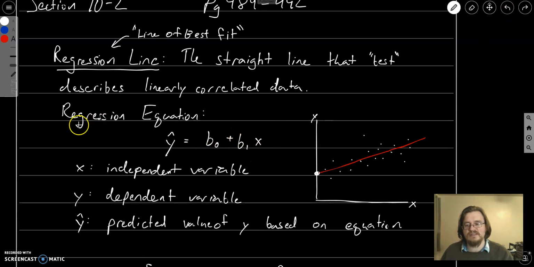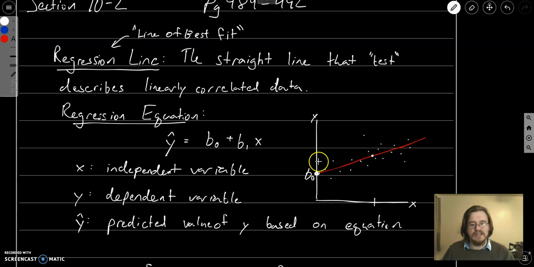So this equation is called the regression equation, and this describes this line. B naught will be this point there. B1 is describing how fast this is either going up or going down. So if you give me an x value, I can plug it into the equation, and I will know exactly where along this line I am.